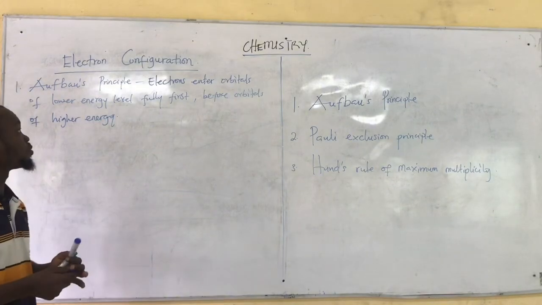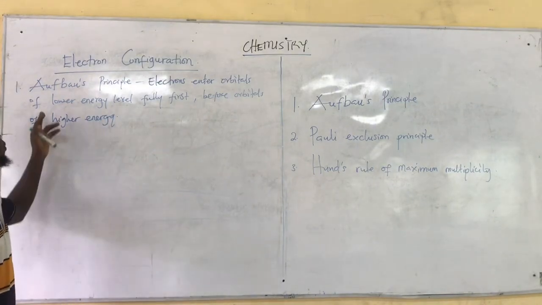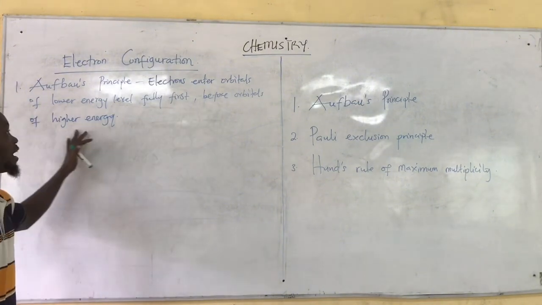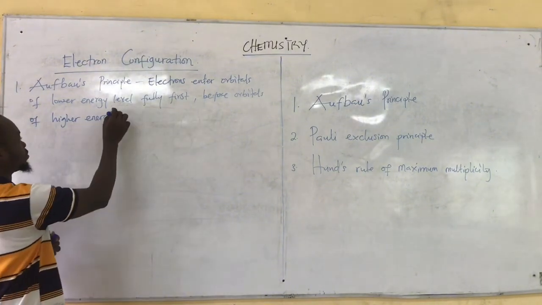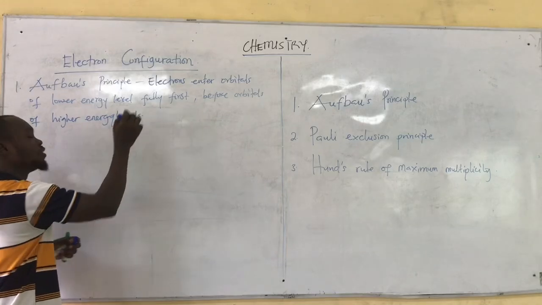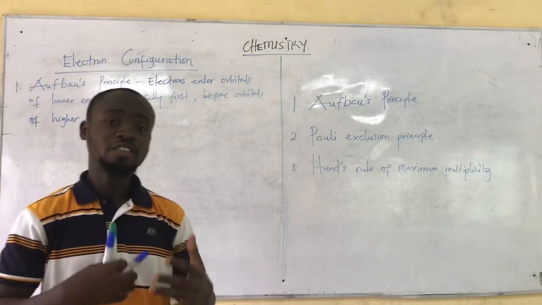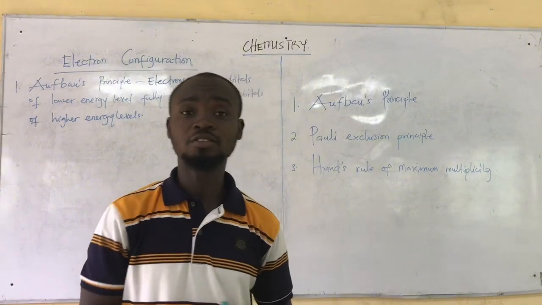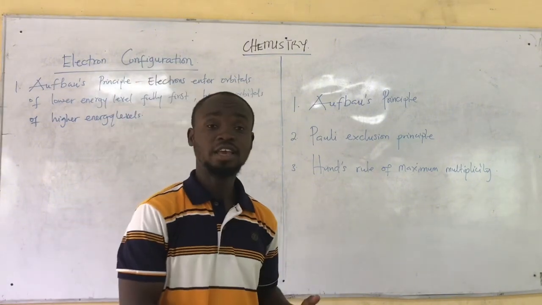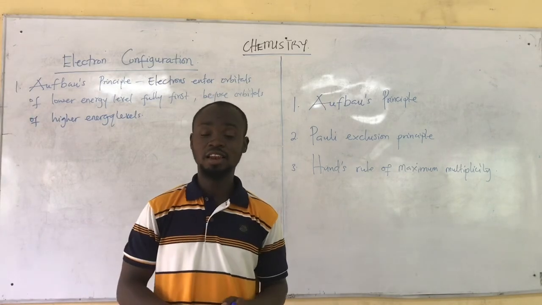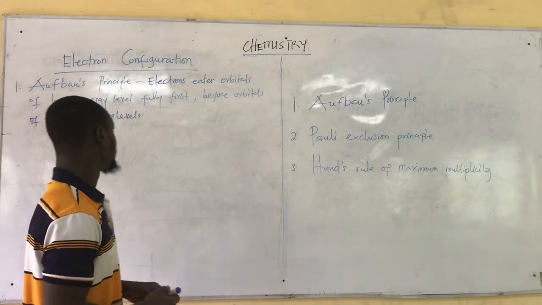So with the Aufbau principle, electrons enter orbitals of lower energy level fully first before orbitals of higher energy levels. So the Aufbau principle is very simple. Anytime we want to arrange electrons in orbitals of an atom, we start with orbitals with the lowest energy level before we move on to orbitals with higher energy level.